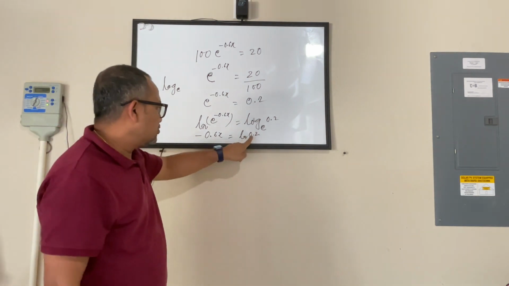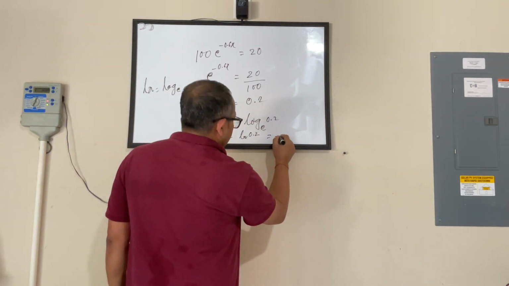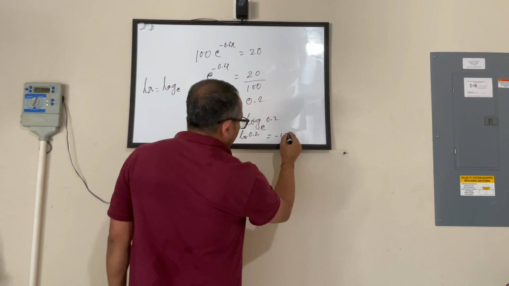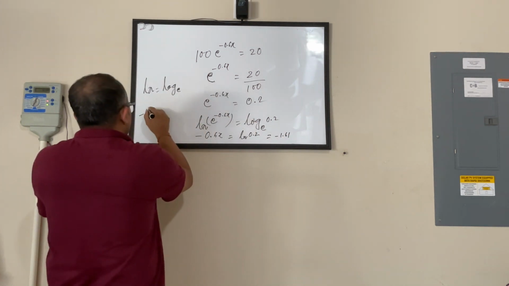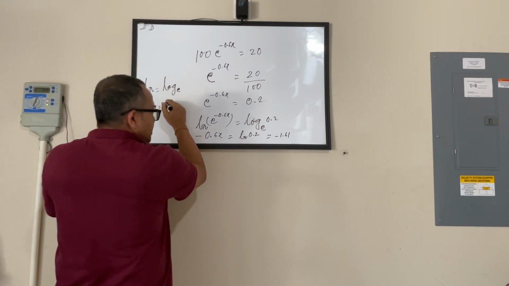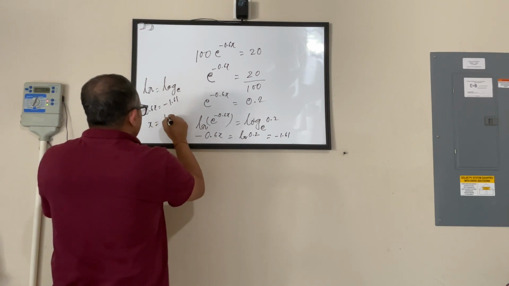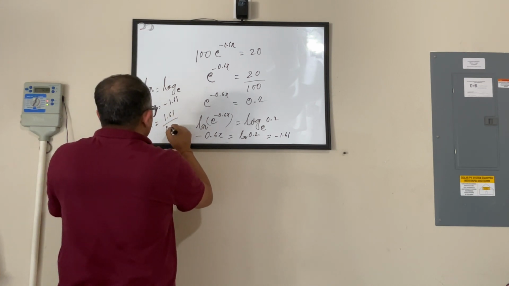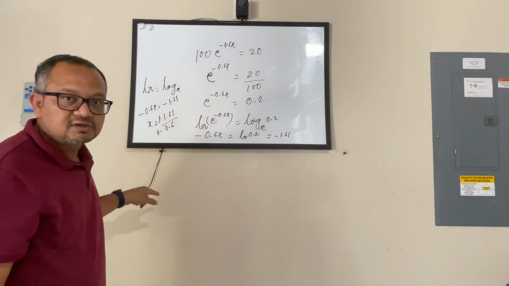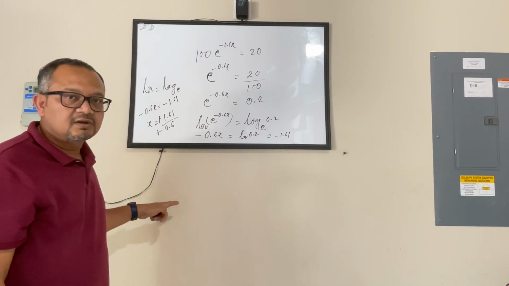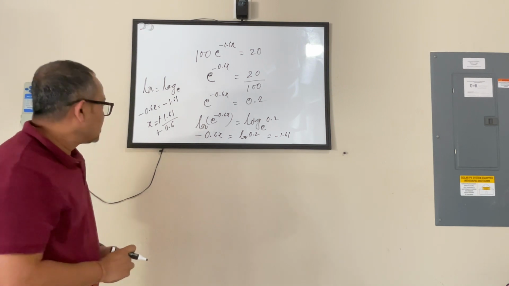Log 0.2 base e. It's negative 1.61. Negative 1.61. 0.61. So that means minus 0.6x equals negative 1.61. That is x equals 1.61 divided by 0.6. These two get cancelled out and this will be the answer. 1.61 divided by 0.6. It's 2.68.